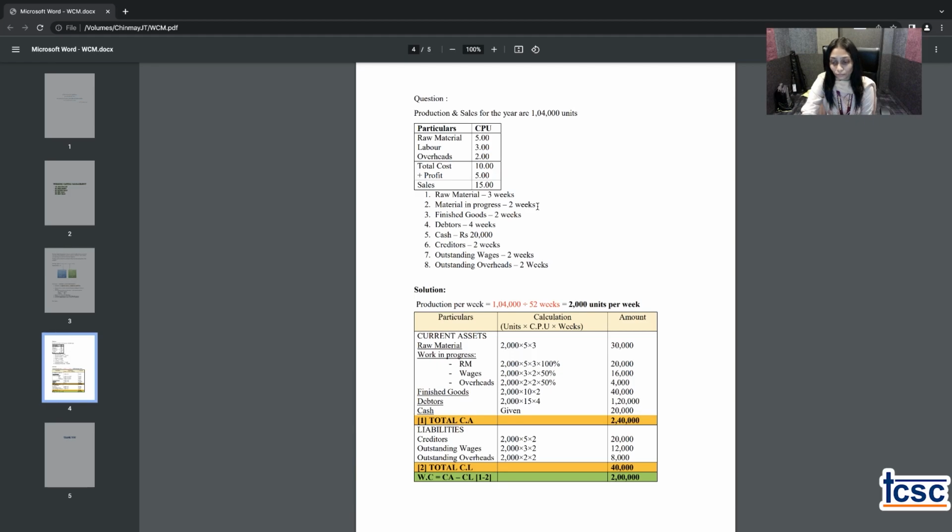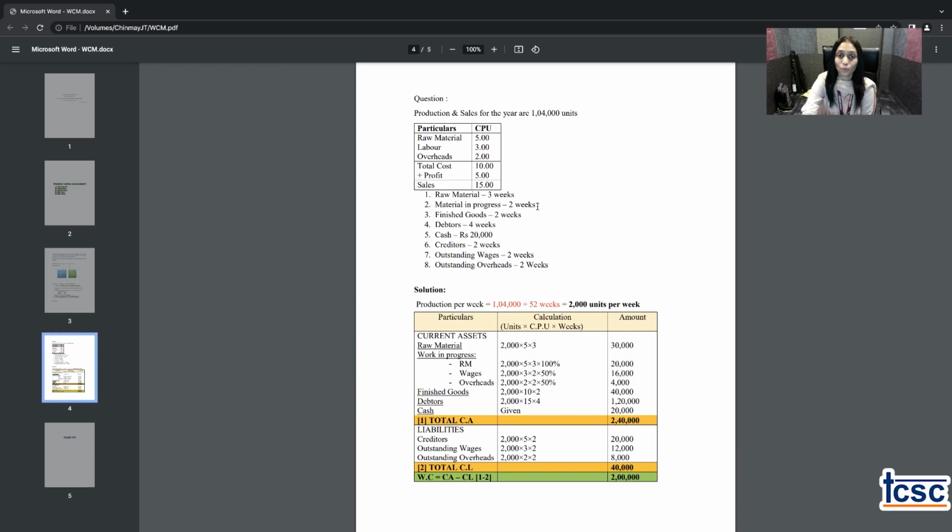Once the raw material gets converted into work in progress, work in progress gets converted into finished goods. This finished goods, students, before it is being sold, it remains in the godown for 2 weeks. Next, debtors 4 weeks. That means the customers to whom we are selling goods repay us the money back after 4 weeks. So the time lag is 4 weeks.